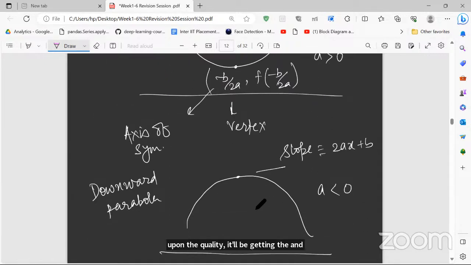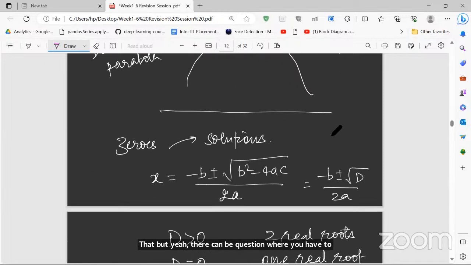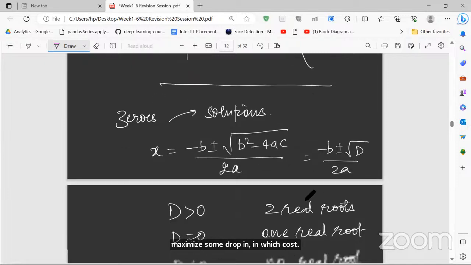Similarly, if you have a less than 0, then you'll be getting the maxima at the point where the slope is equal to 0. The slope formula you're already aware of. Nobody is going to ask you that directly, but there can be questions where you have to maximize some profit or minimize cost. How will you calculate the solution? You're already aware of that. It's a basic formula that should be known.